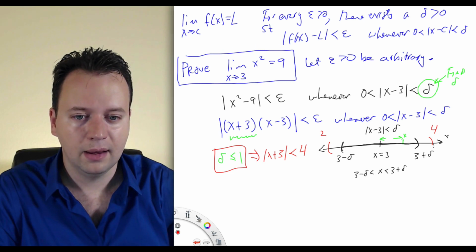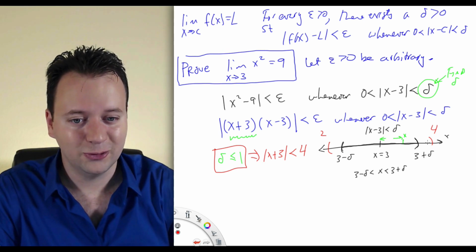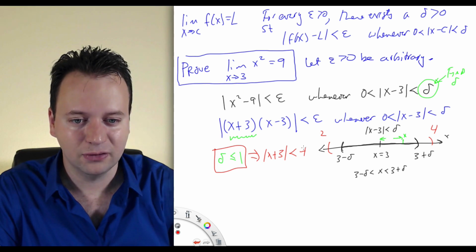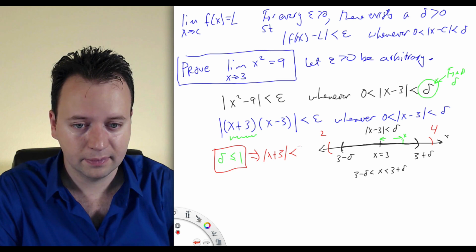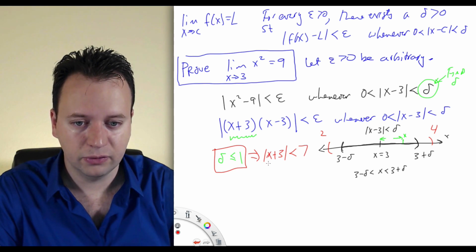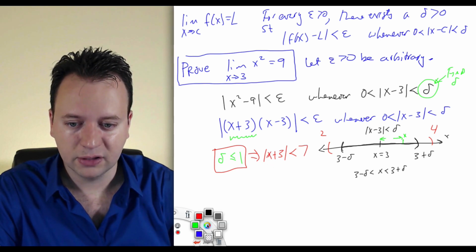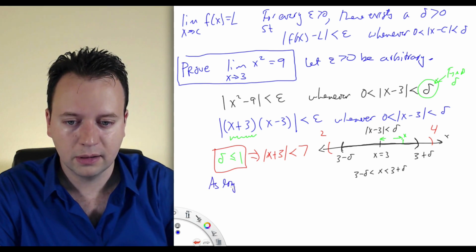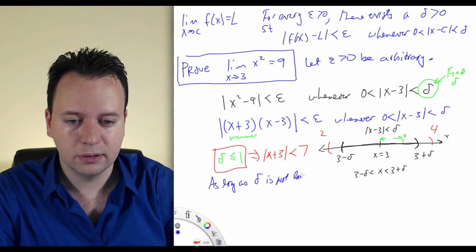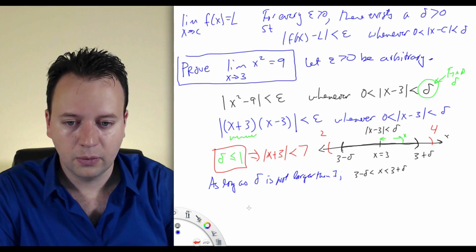Oh, I guess I take that back. x plus 3 will be less than 7. x is less than 4. x plus 3 has to be less than 7, which is fine. So what we have is, as long as delta is less than or equal to 1, so as long as delta is not larger than 1, we have the following.